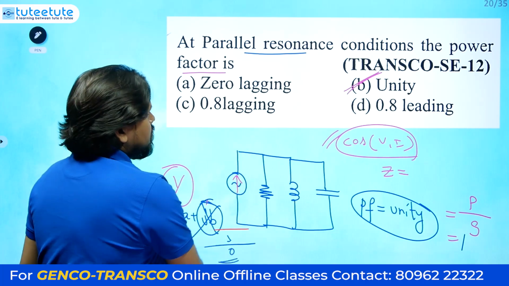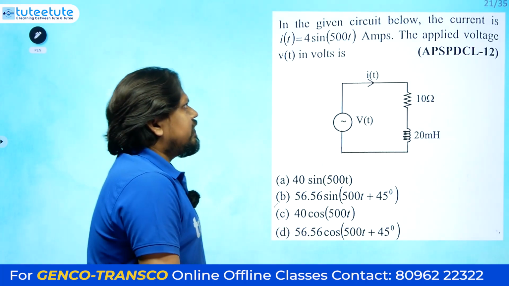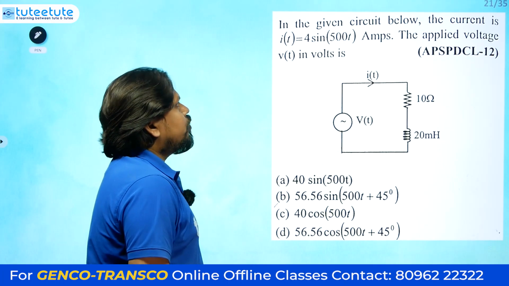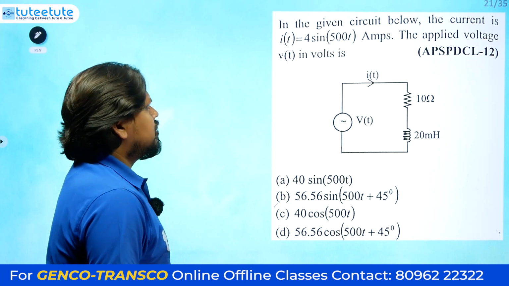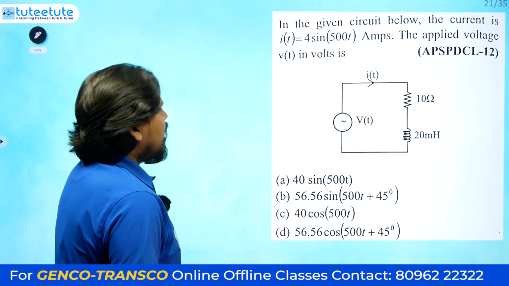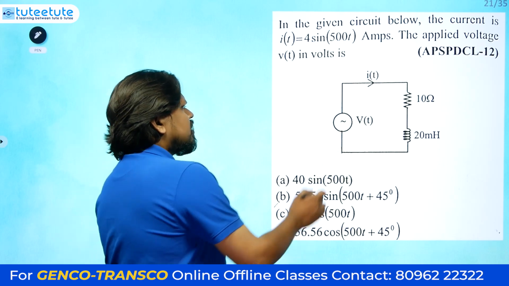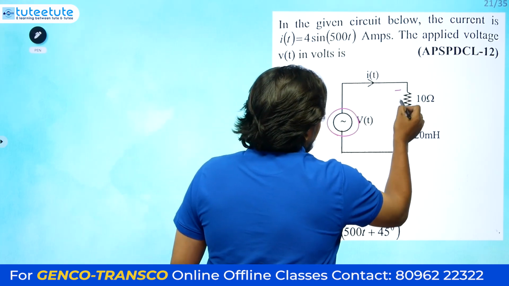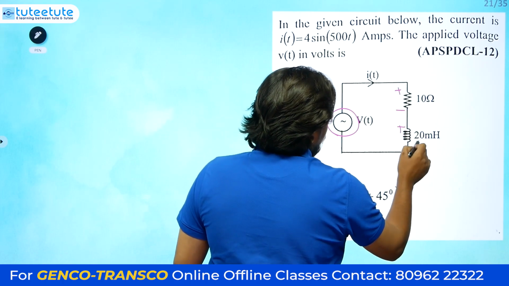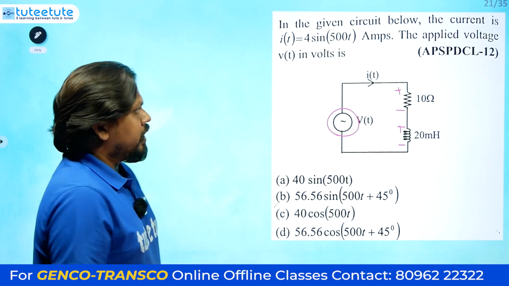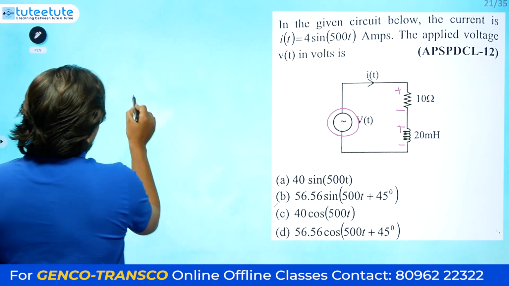Okay, next question. In the given circuit below, the current is i(t) = 4 sin 500t amperes. The applied voltage v(t) in volts is, okay, so they are asking v(t). So v(t) is nothing but the complete voltage. You will get a certain voltage in this element and a certain voltage in this one. If you add these two, you will get the complete voltage. So let's calculate that complete voltage.